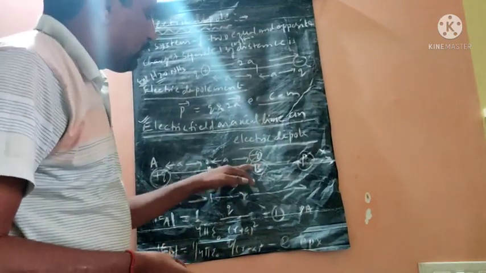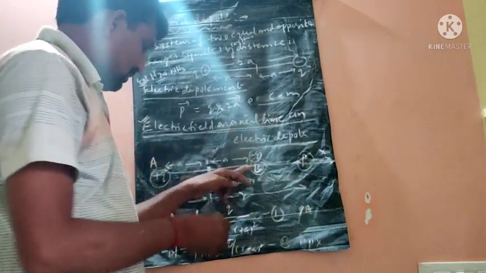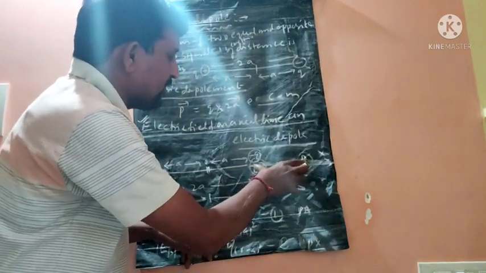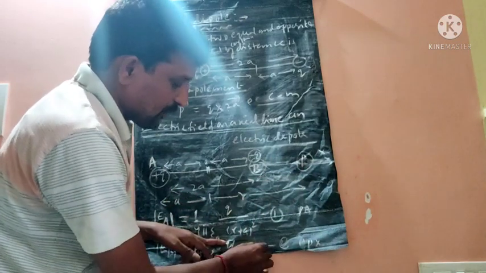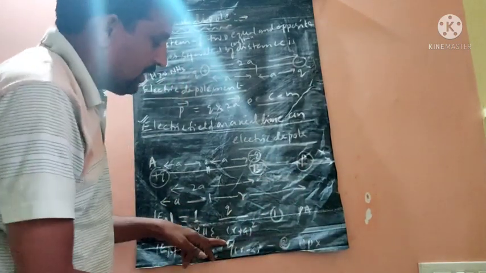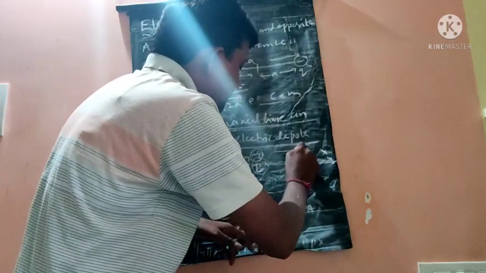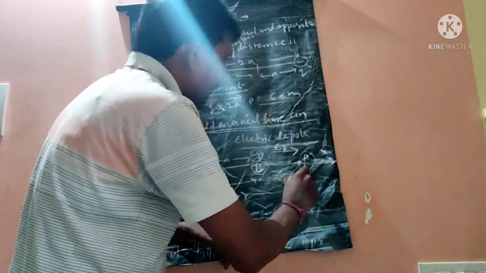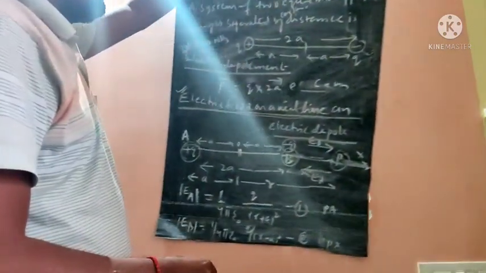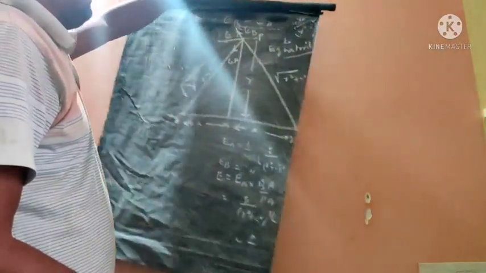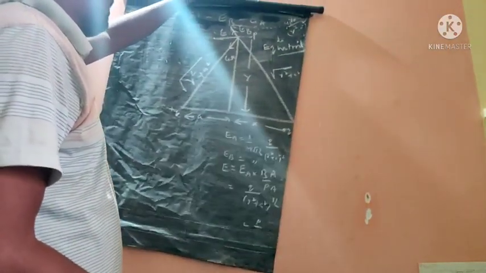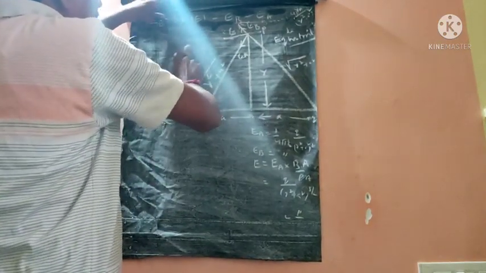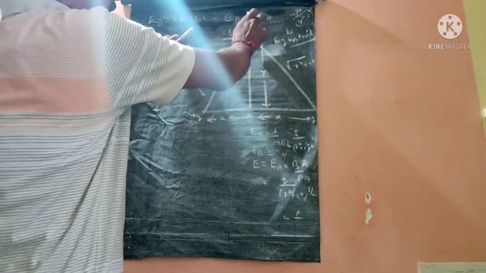Electric field due to minus q charge, that is EB, is equal to 1 by 4 pi epsilon naught q by, what is the distance between B and P? r minus a whole square. This is equation number 2. This is along the PX direction, this direction. EB is in this direction, EA in this direction. Here EB is greater than EA. So the final electric field E is equal to EB minus EA.